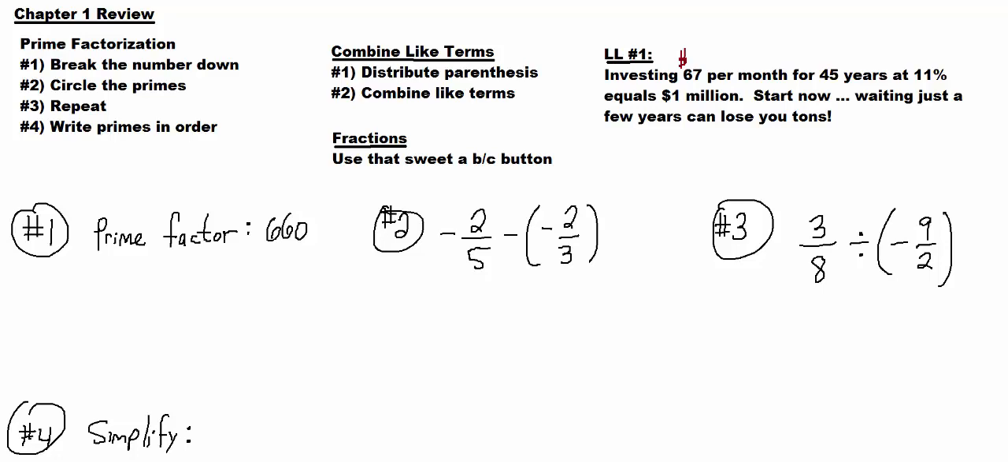That's where you're going to have to distribute any parentheses that you might have, and then add like terms. So x's with x's, y's with y's, x cubes with x cubes, and so on. Fractions! We learned how to do fractions. We did some by hand, but for the most part we said, hey, use that sweet ABC button. It's a great button, and you should totally use it.